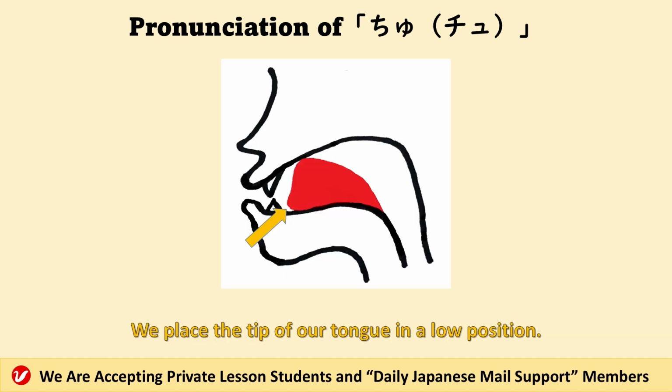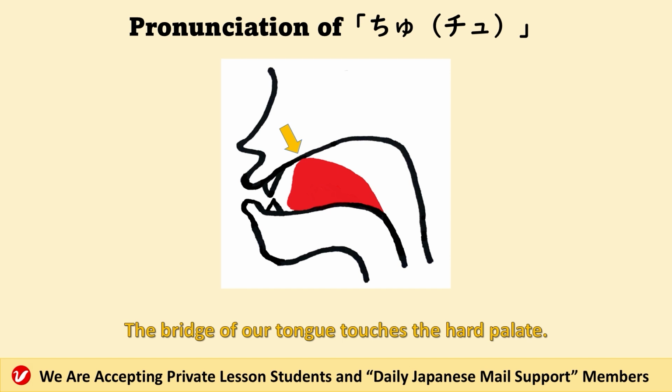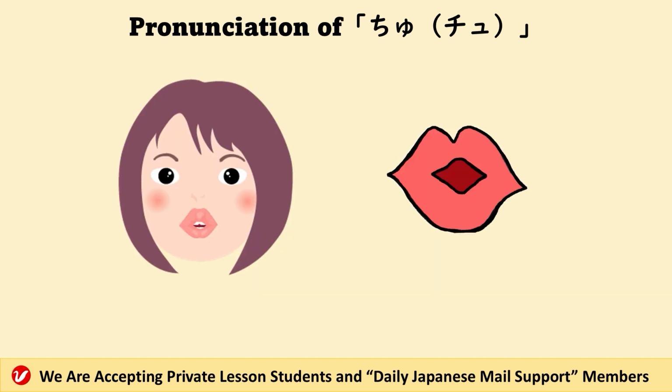We place the tip of our tongue in a low position. The bridge of our tongue touches the hard palate. The mouth shape is also a key point. We pucker our mouth.